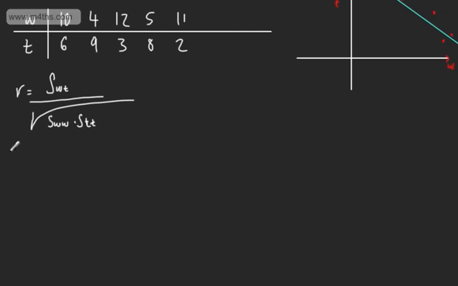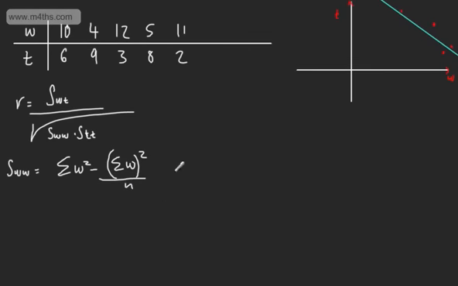Okay, let's first look at SWW. SWW gives us the sum of W squared minus the sum of W all squared over N. When you met variance before, this is simply N multiplied by the variance. If you like, you can see it that way, you don't have to.